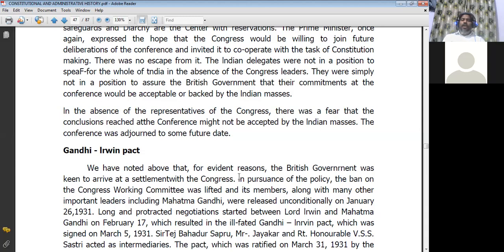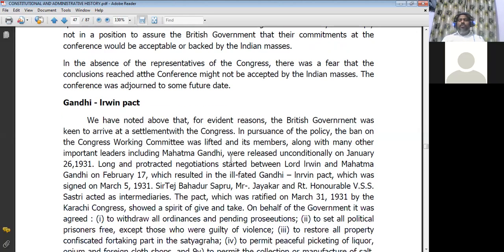And long negotiations started between Lord Irwin and Mahatma Gandhi on 17th February, which resulted in the ill-fated Gandhi-Irwin Pact, which was signed on March 5th, 1931. Okay. So, Sir Tej Bahadur Sapru, Mr. Jacob, and Honorable V.S.S. Shastri acted as intermediaries.